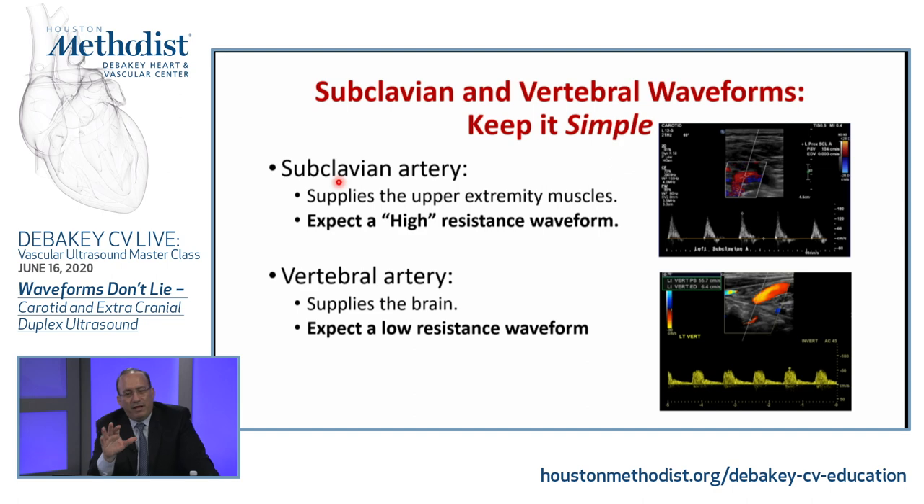Well, we know that the subclavian artery supplies muscles of the arm, right? And that is a high resistance system. So what do we expect? A high resistance waveform: very little diastolic component, a peak systolic rise, and a quick return to baseline. And again, this is one of those simple things to look at.